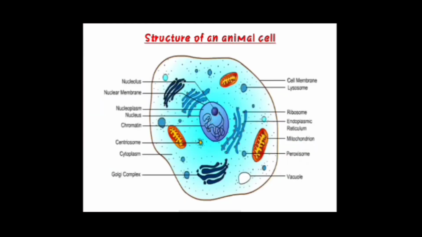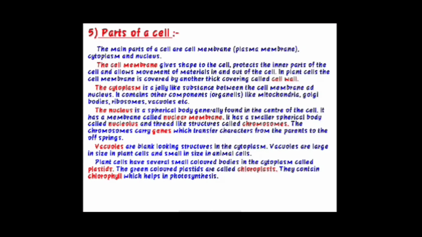So, parts of the cell. The main parts of the cell are cell membrane, cytoplasm, and nucleus. The cell membrane gives a shape to the cell. It protects the inner parts of the cell and allows movement of materials in and out of the cell. In plant cells, the cell membrane is covered by another thick covering which is known as a cell wall, which is made up of cellulose.